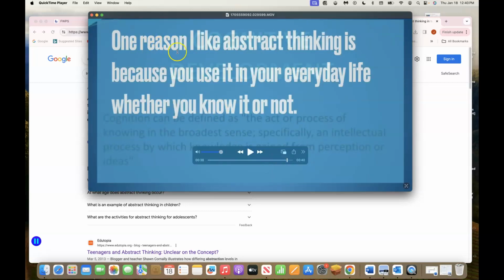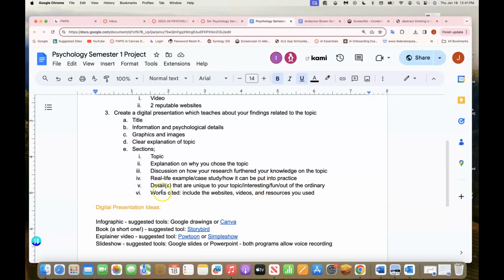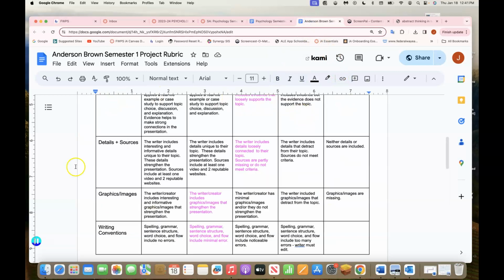Okay, and then here's you explaining again, one reason I like abstract thinking is because you use it in your everyday life, whether you know it or not. Again, you probably want to include a specific real life example. All right. So going back to this, on your second submission, you still want to include the websites, videos, and resources that you used. And then I want to encourage you to find another detail that matches this one, something that is unique to your topic, okay? Something very, very specific. So for your second attempt, I'm not going to change anything on the rubric. I am hoping that this video feedback will help you with finding more specific information.